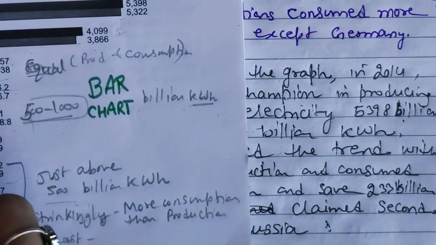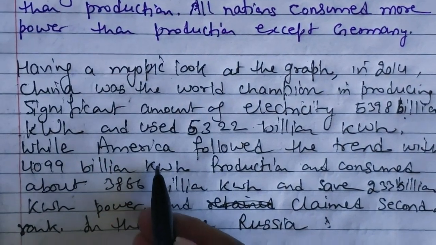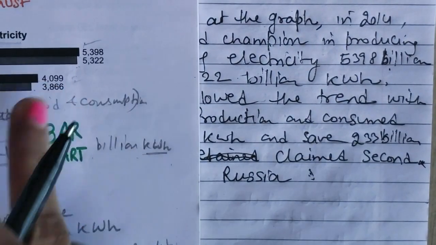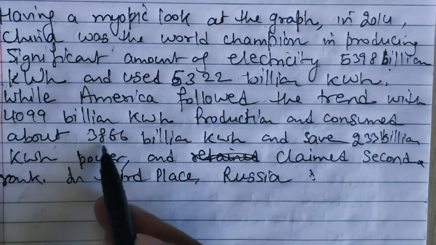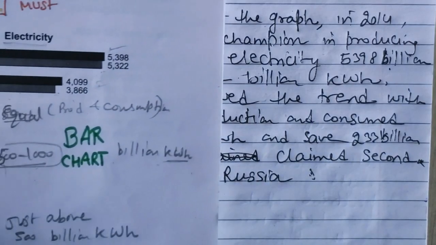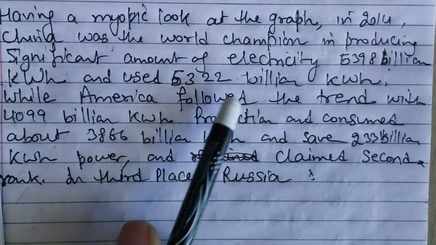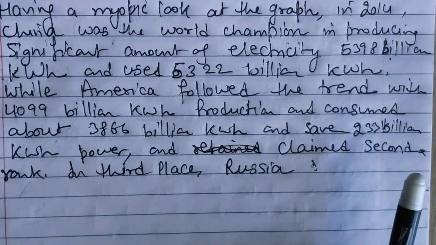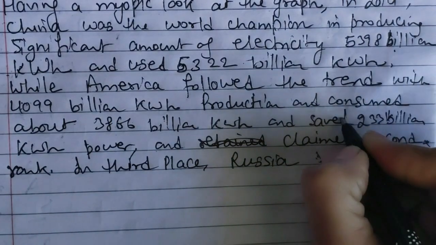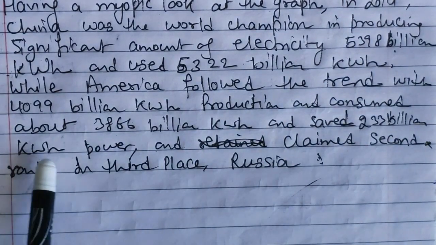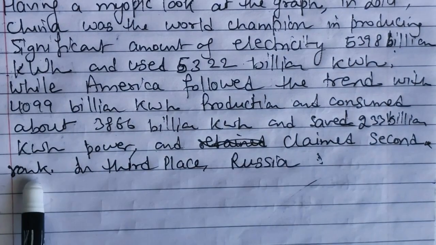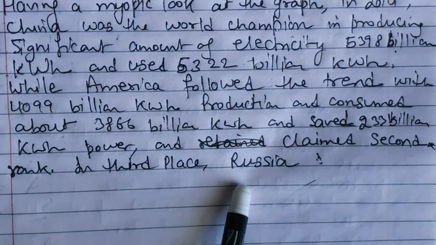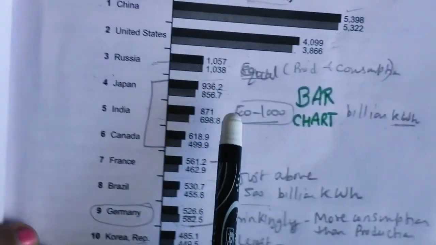Now we will talk about America, the United States. America followed the trend, with this much electricity produced and consumed about this much, and saved. Otherwise it would be the same trend and sentence structure if you are not giving any difference in structure. So I have written that it saved 233 billion kWh of power and claimed second rank. Now I'm going to write about the third position, and in third place, Russia.